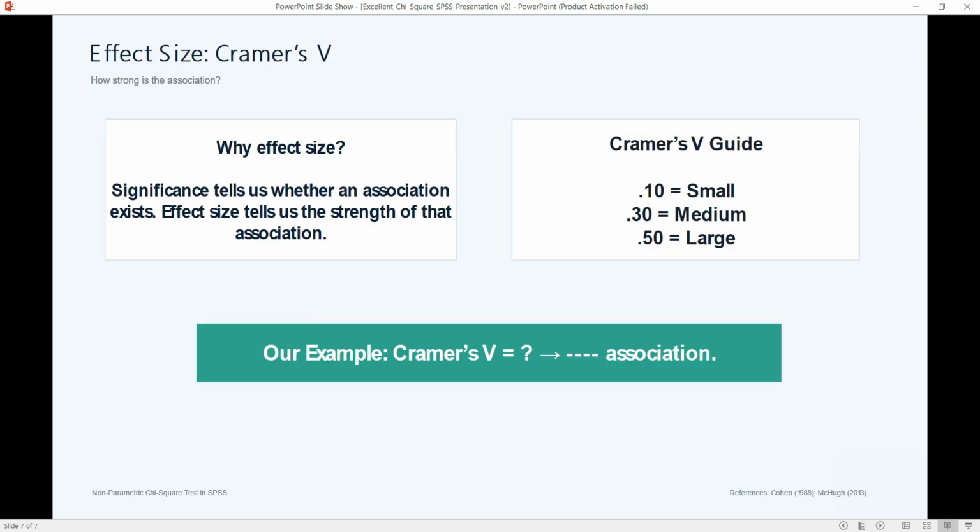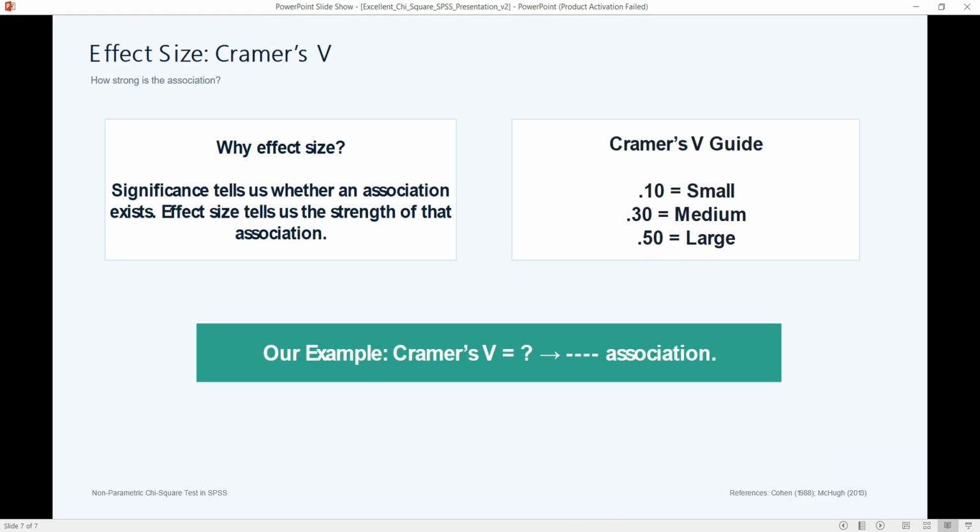So why effect size? Significance tells us whether an association exists. Effect size tells us the strength of that association. So basically, the Cramer's V rule shows the strength of association between the variables. Based on the criteria, we will decide after performing the analysis.